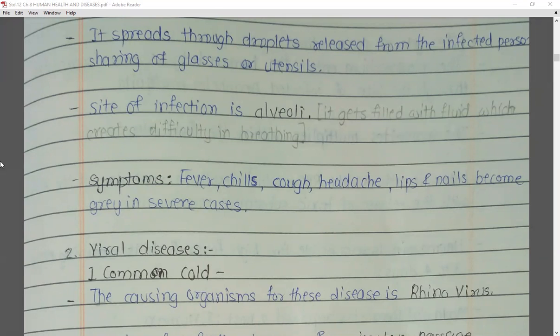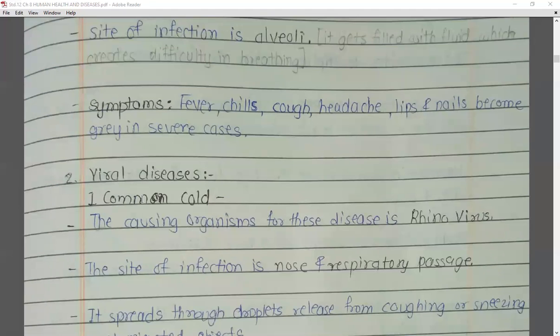Now, alveoli are present in the lungs. As I previously said, pneumonia is a respiratory disease, that means it occurs inside the lungs, and the alveoli are present inside the lungs. The site of infection of this bacteria is the alveoli. So what happens in the alveoli? They get filled with fluid, which creates difficulty in breathing. Air should enter the alveoli, but instead of air, fluid fills them, and for this reason it causes difficulty in breathing. So a proper amount of oxygen does not reach your body, and this leads to pneumonia.